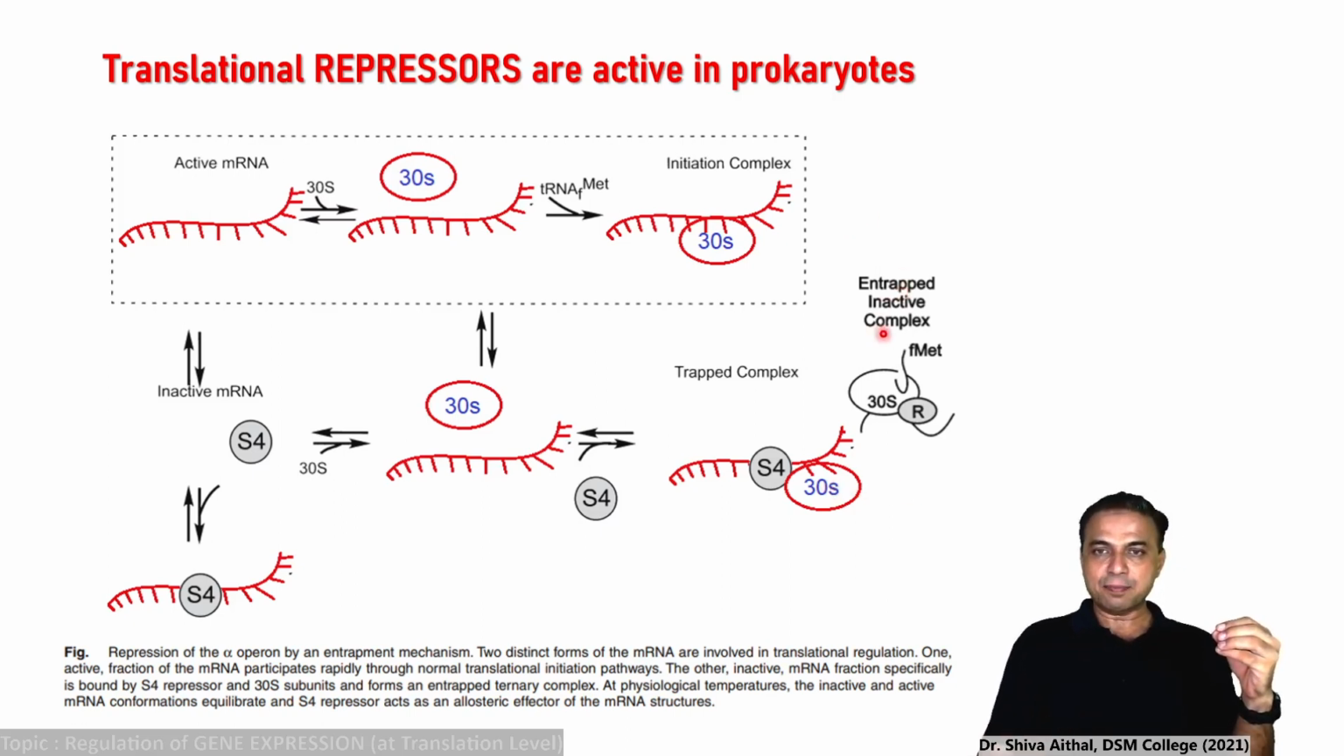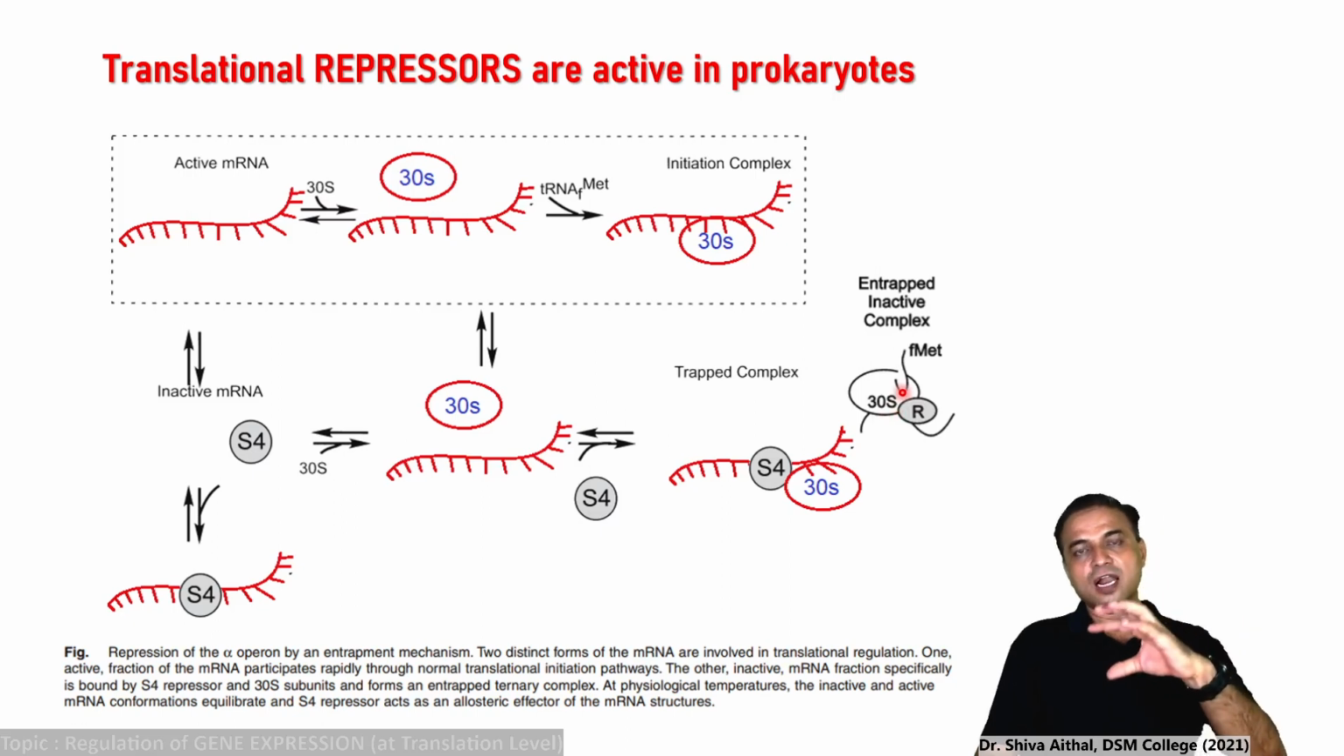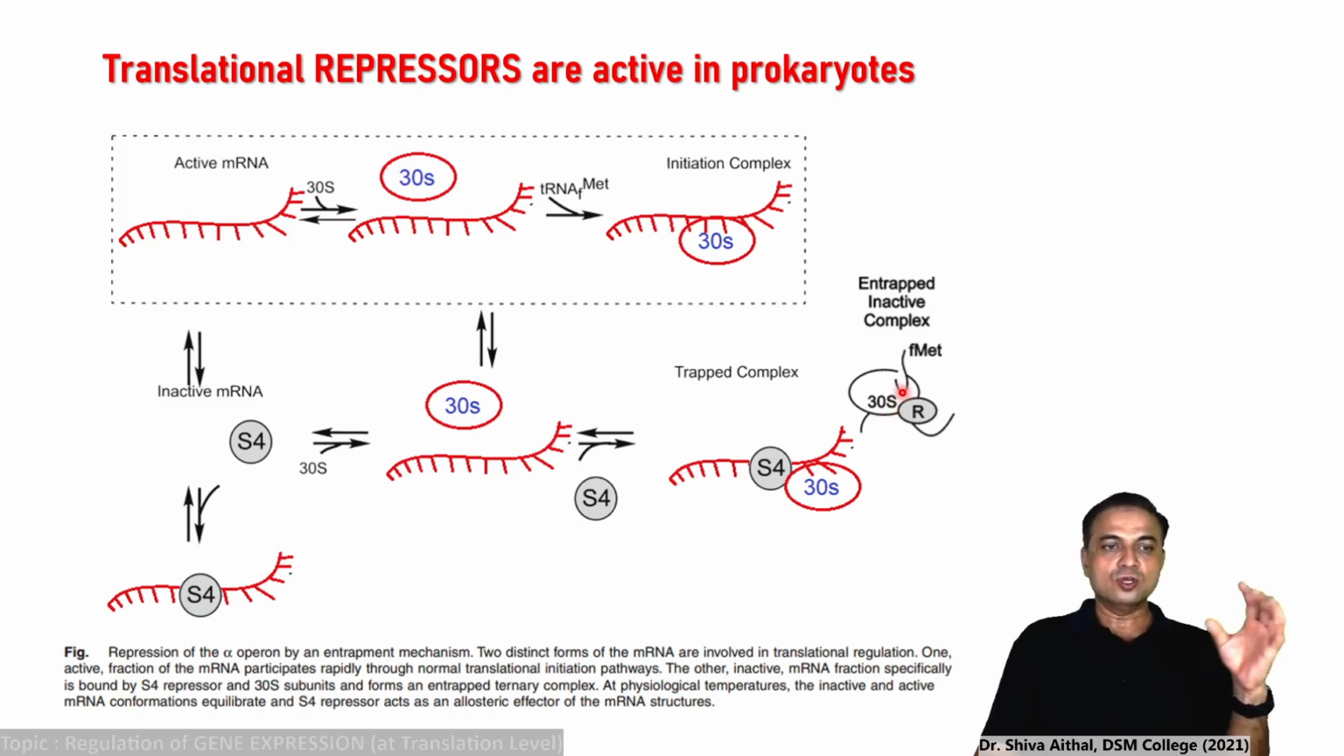So, an entrapped inactive complex, as you can see here. Even though it is bound, it is a type of competitive inhibition where a repressor is bound, the 30S subunit is bound, F-met is bound, but this complex doesn't allow the 50S subunit to bind. So repression of this operon is by an entrapment mechanism here. Two distinct forms of mRNA are involved in the translational regulation. This is an entrapment mechanism by use of repressors.